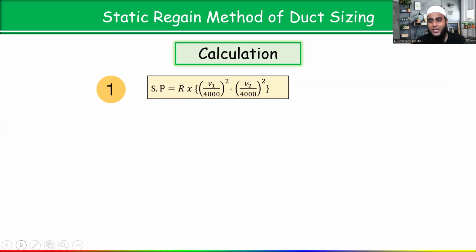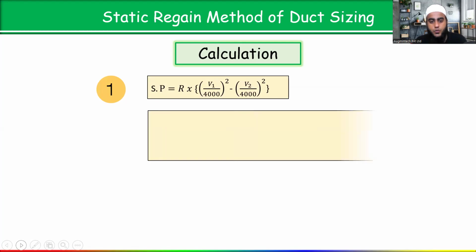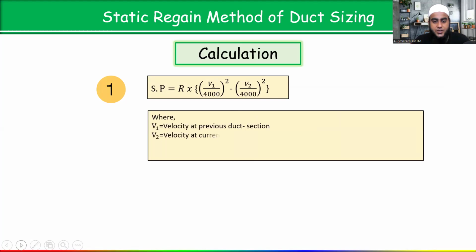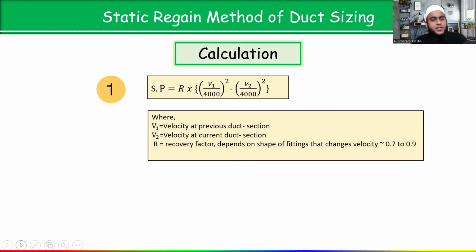How to calculate the static pressure. For that, here the formula is there. SP, static pressure, is equal to capital R in bracket, square of V1 by 4000 minus square of V2 by 4000. What is this? V1 is the velocity at the previous duct section. V2 is the velocity at the current duct section. Okay. R is the recovery factor, which depends on the shape of the fitting that changes velocity. So the recovery factor values are given in a range between 0.7 to 0.9.